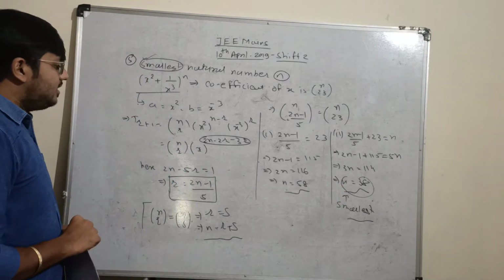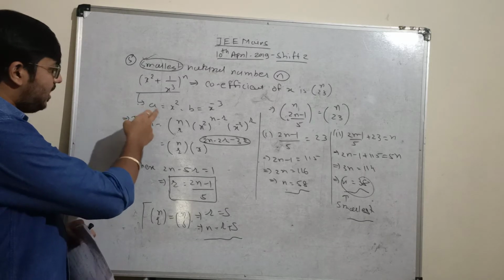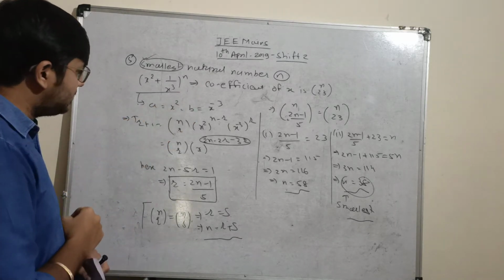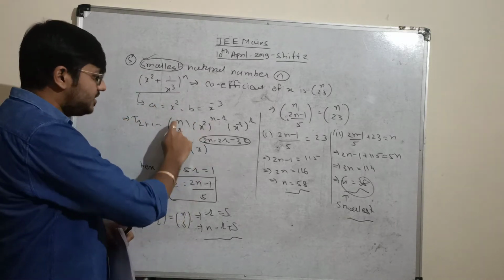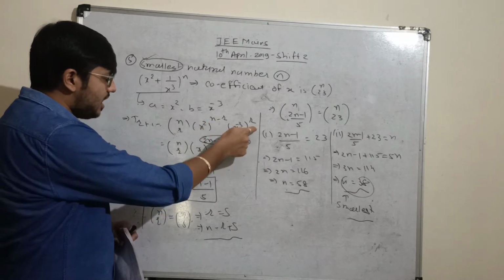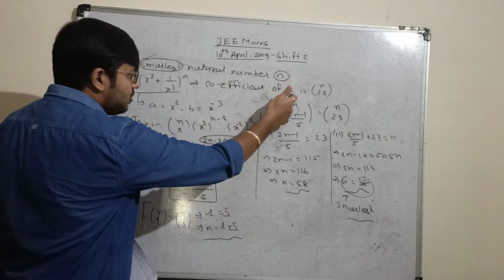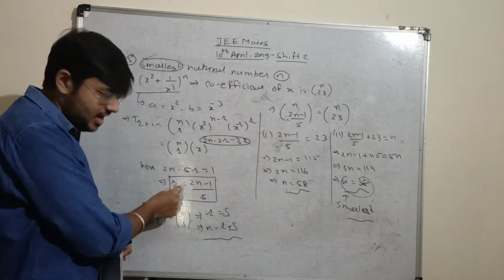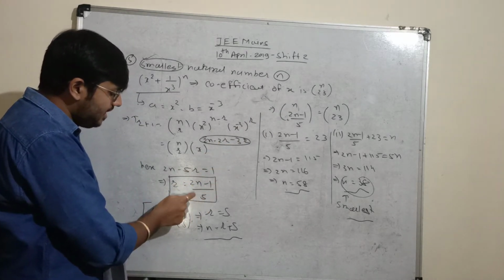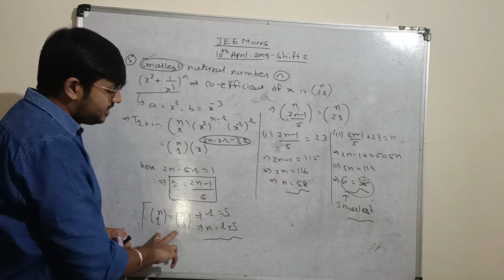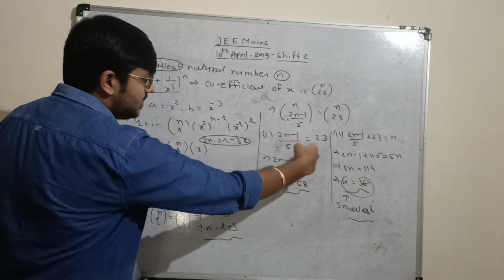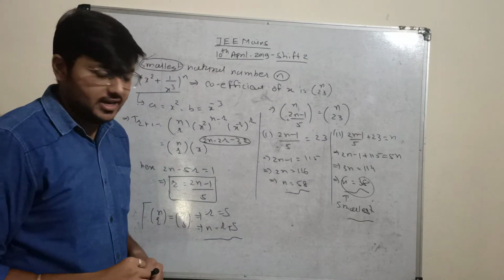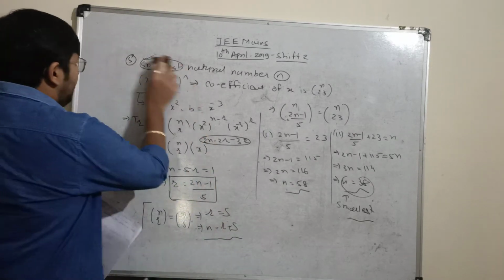Once again, we have a equals x square, b equals x to the power minus 3. I have written a general term nCr a raised to n minus r, b raised to r. I want to find out the coefficient of x to the power 1. So this term must be equal to 1. From that I obtain the value of r as (2n minus 1) by 5. Then according to the property of nCr equals nCs, I compare two values and among them the smallest value will be 38. Okay. Next question.